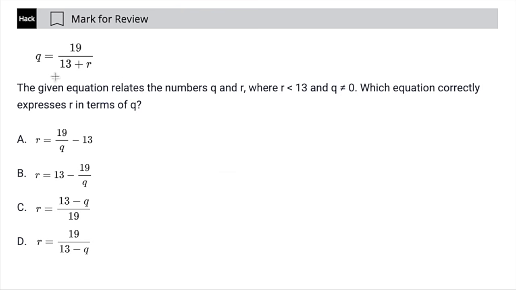Looking at this question, it makes it quite easy because our first move is swap. We have 13 plus r equals 19 over q. And now to get r by itself, we just subtract that 13 and we are all done, which means our answer is choice A here.